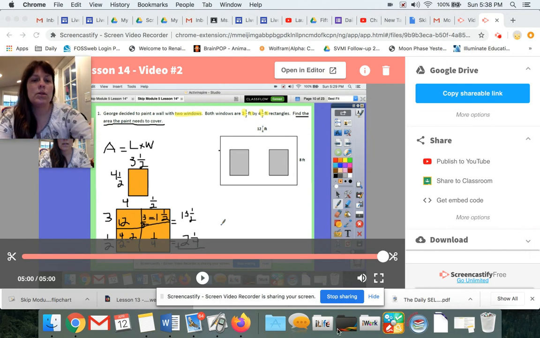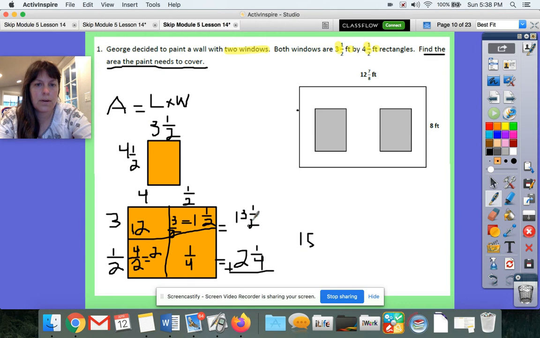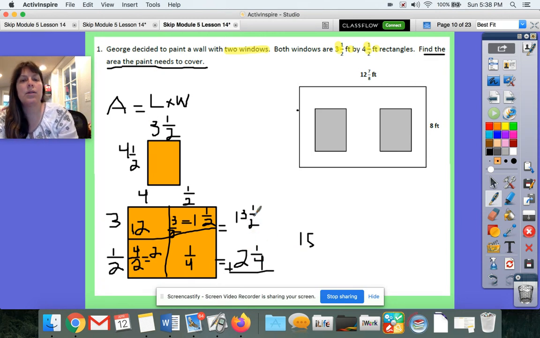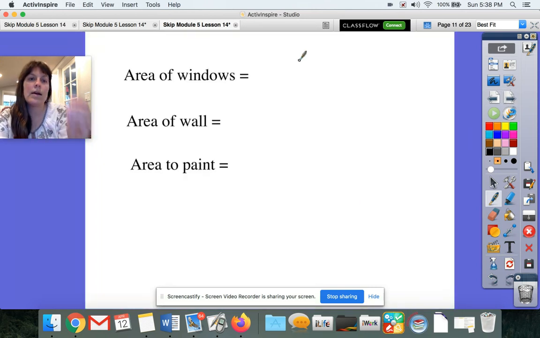And we were just finishing up this area model here. So we're adding 13 and 1/2 to 2 and 1/4. So 13 plus 2 is 15. And then 1/2 plus 1/4 would be 3/4. So 15 and 3/4 is the area of the windows.